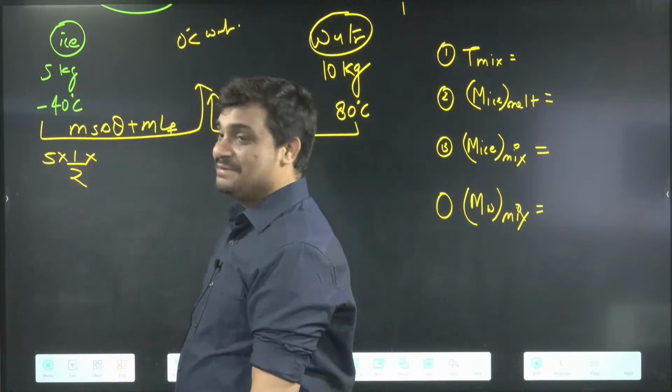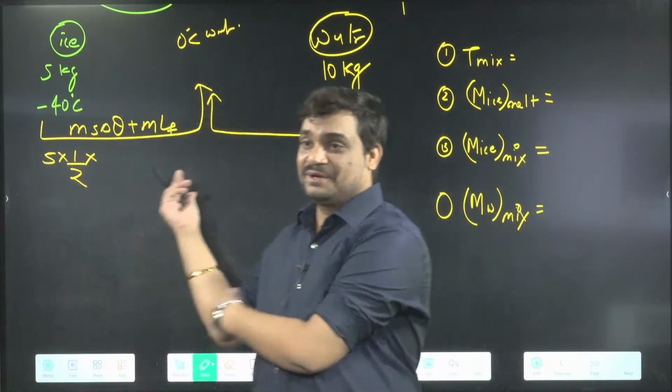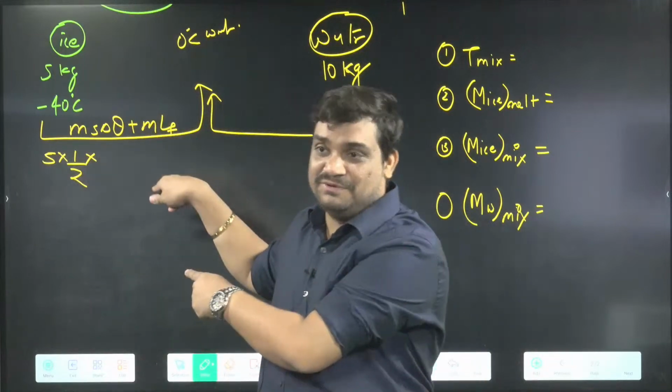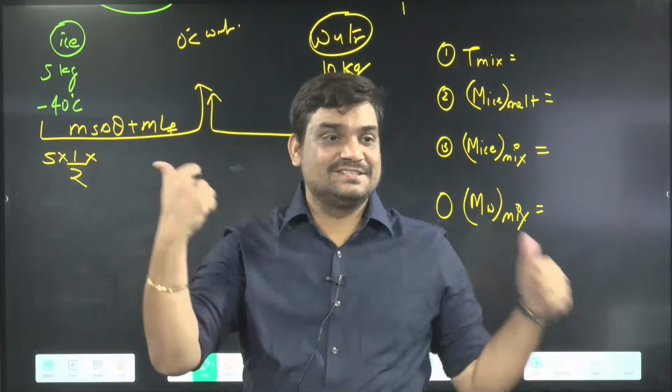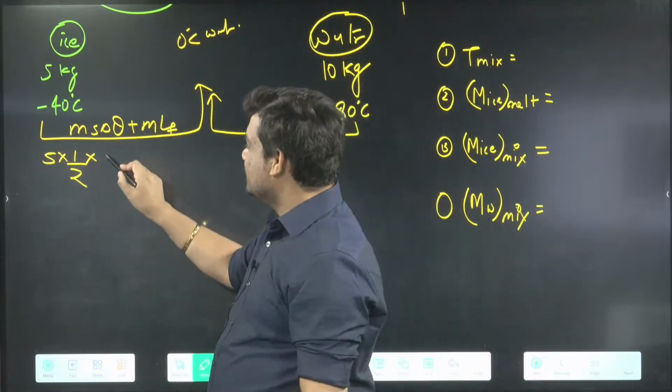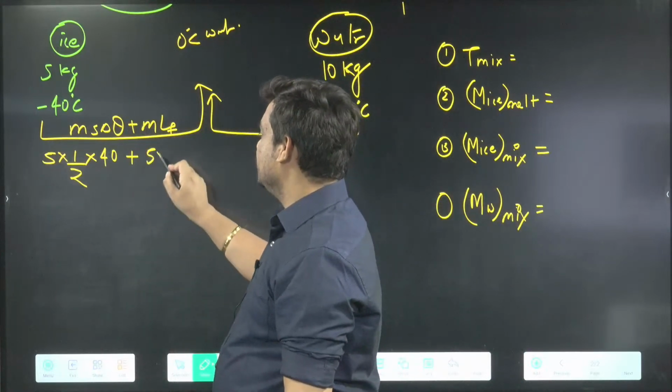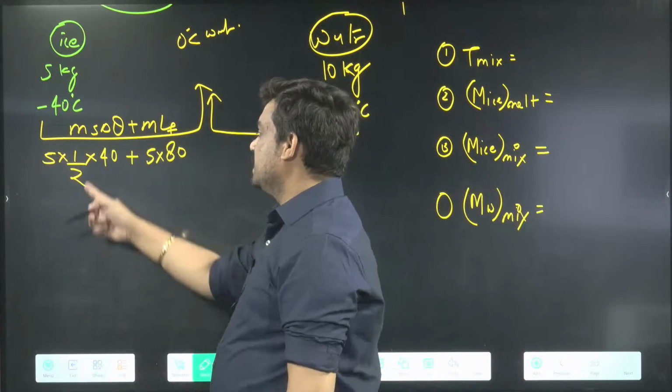Otherwise someone will directly jump to this part of the video and say, oh, wrong. So this is not the wrong thing. Delta theta, I can say 40, plus I can say 5 into 80. So we can say this becomes here how much?